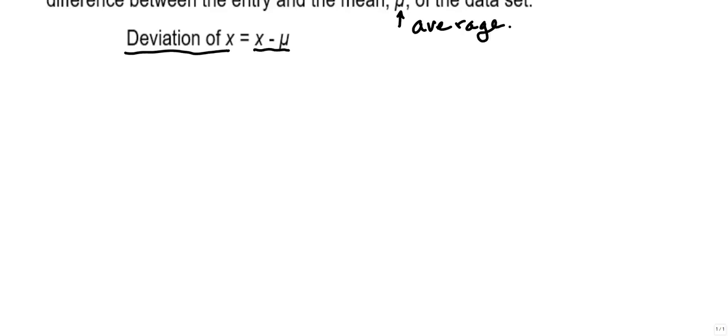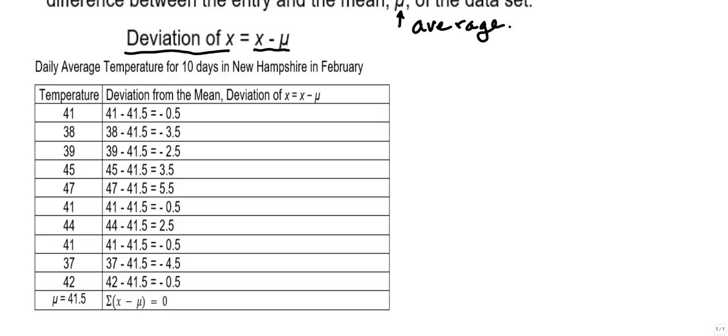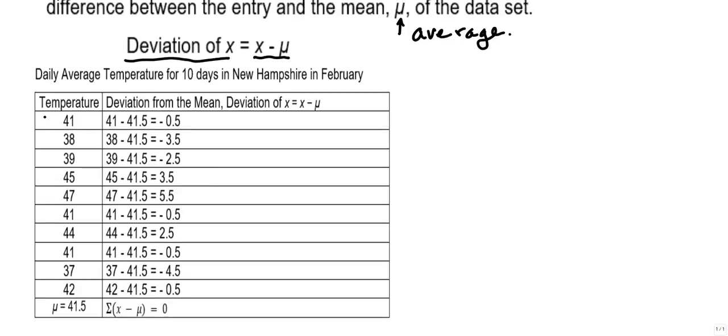So let's look at a table and a data set. This data set is actually going to represent the daily average temperatures for 10 days in New Hampshire in February. We're going to just assume that this is a population because we're not looking at any other temperature values outside of this particular data set. So each one of these will be our individual X's. And if we find the mean of that data set, i.e. mu, that's going to be 41.5.